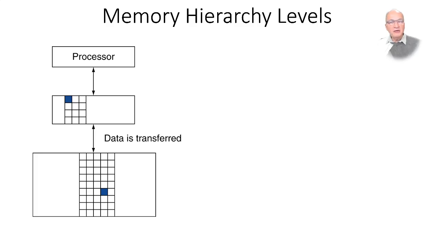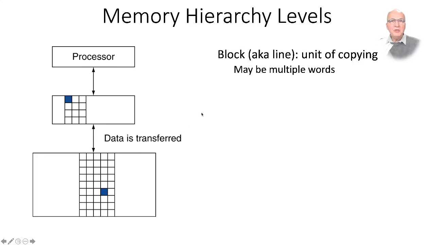So there are several levels in the memory hierarchy. I have the processor, and close to the processor I have small memories that are fast, and as I get farther away from the processor, I have larger memories that are slower. I will have to transfer data in between these different levels of the memory. So we're going to define a block as the unit of copying between two levels in the hierarchy. A block may be multiple words.